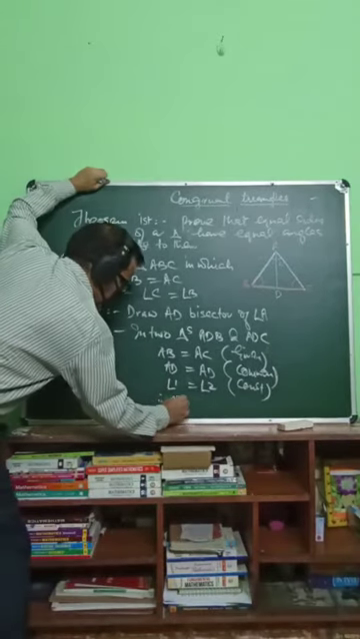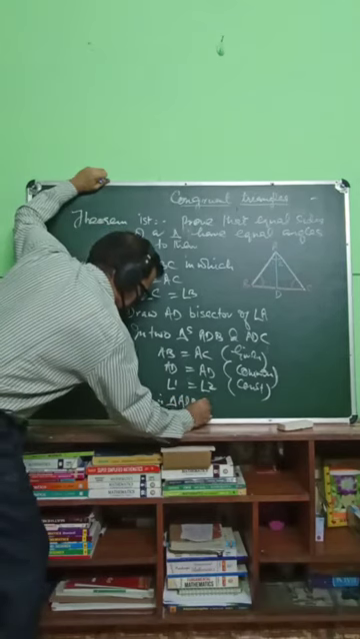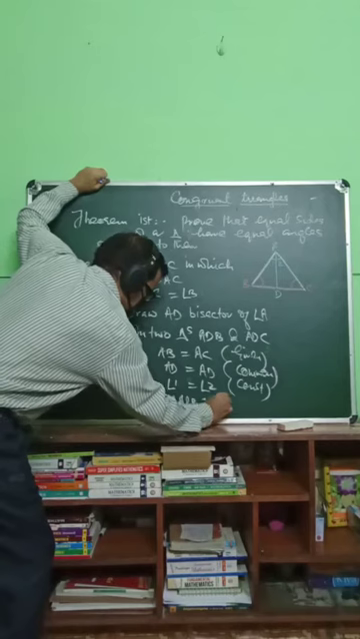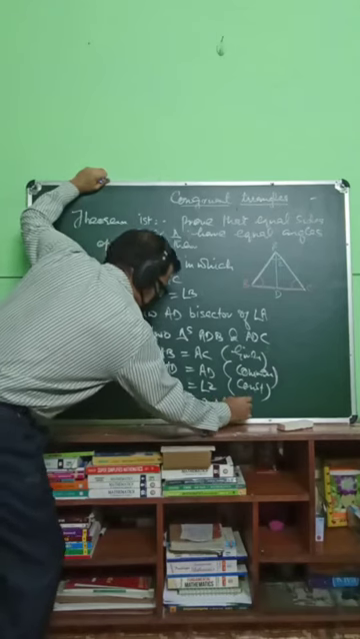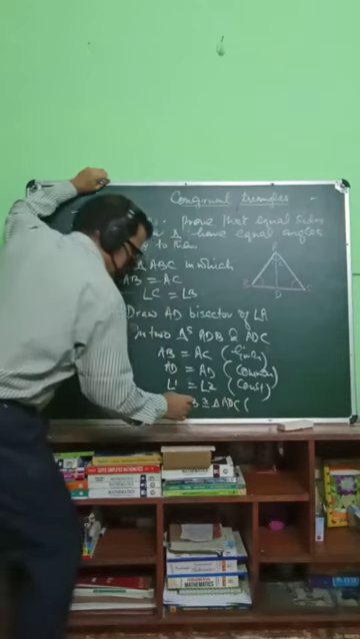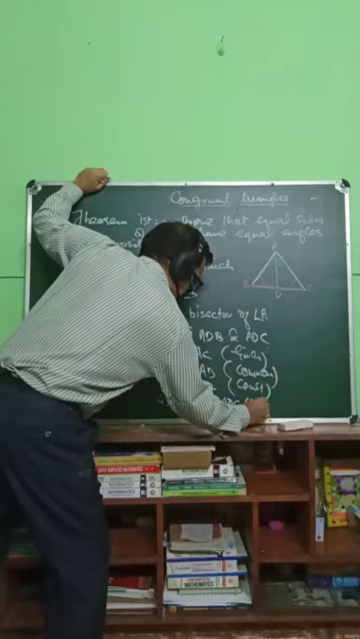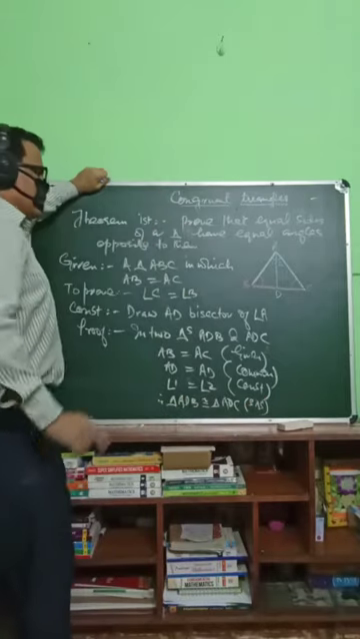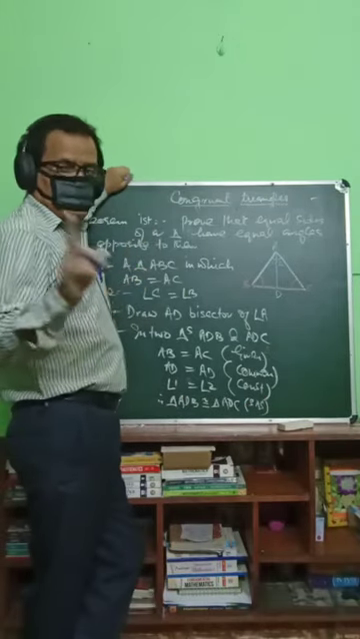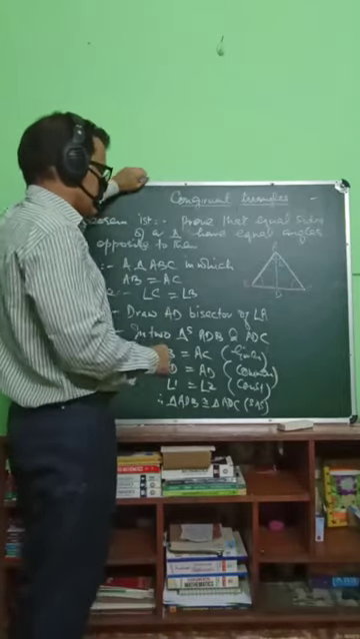Triangle ADB is congruent to triangle ADC by rule of side angle side. When triangles are congruent, their corresponding sides will be equal, their corresponding parts will be equal.